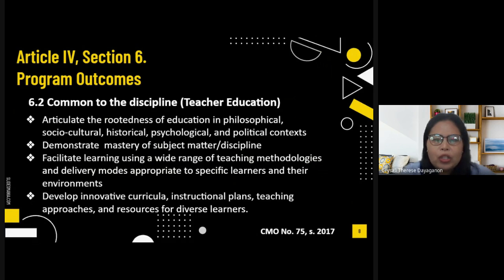For 6.2, common to discipline, or the teacher education, we have this: articulate the rootedness of education in philosophical, sociocultural, historical, psychological, and political contexts. Demonstrate mastery of the subject matter or discipline. So this is very important, you have the mastery of the subject matter.